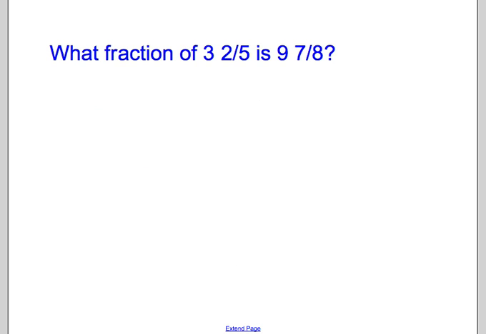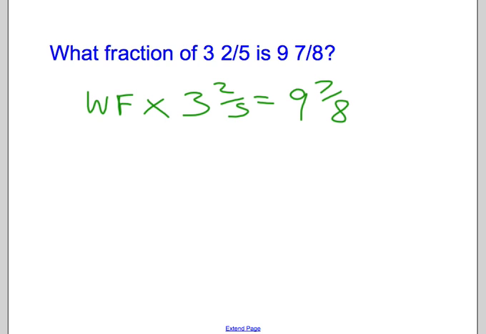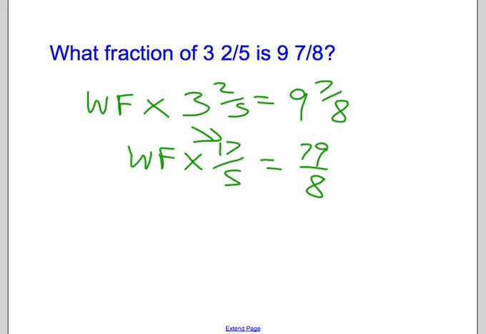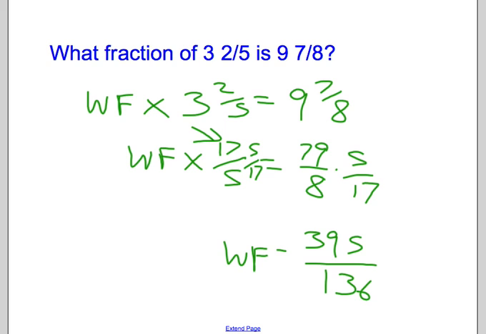So that's, oh, we have one more. What fraction, so this one's a little bit different because they're asking for the fraction, of 3 2/5 is 9 7/8. The two fractions are still on opposite sides of the equal sign, so I have what fraction times 17/5, I'm going to change these to improper fractions, 79 over 8. And then we're going to multiply by the reciprocal of the coefficient, the fraction with your variable on the side of your variable. So I'm going to multiply by 5 over 17. I don't believe that 79 and 17 will reduce. Nope, so we just multiply across. 79 times 5 is 395. And 8 times 17 on my calculator gives me 136. So that is the fraction for that answer.